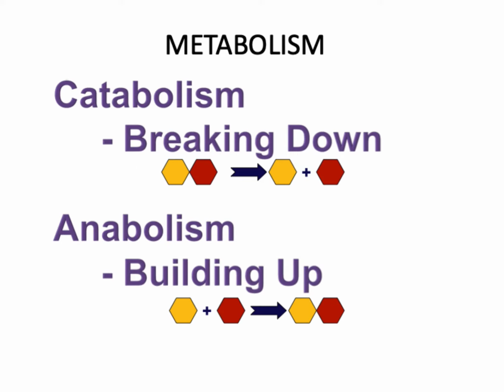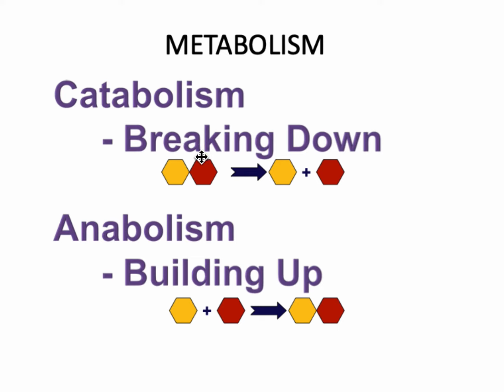Now there's two types of reactions that could happen. There's one called catabolism and one called anabolism. And this is all related to metabolism. If you remember what metabolism is, that's how we use and make energy in our body. Well, catabolism is when I break things down, whereas anabolism is when I build things up. And enzymes are going to be responsible for this.